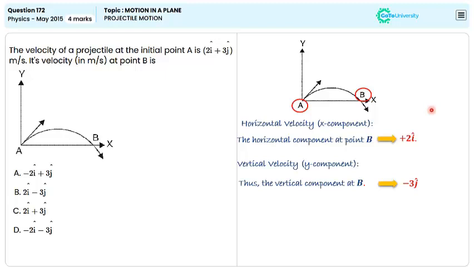So, the final velocity at point B, vector VB, is equal to 2i minus 3j meter per second. So, the correct option is B, 2i minus 3j.